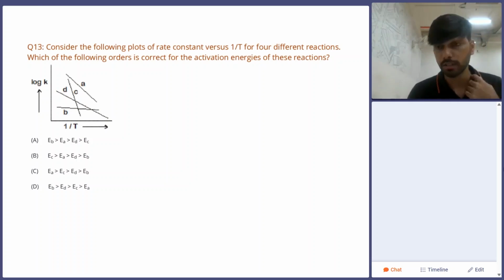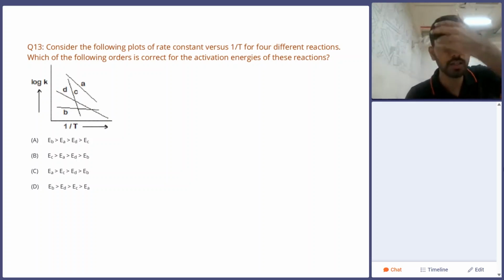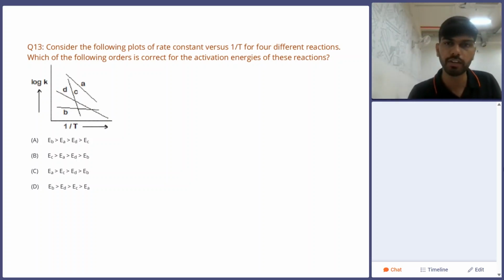Next question. This is a very important question. Consider the following plots of rate constant versus 1 by T for 4 different reactions. Which of the following order is correct for the activation energy of these reactions? Okay, so the plot is given.